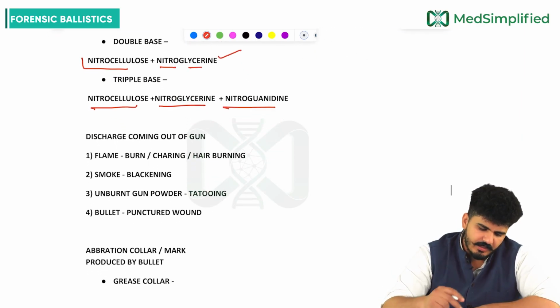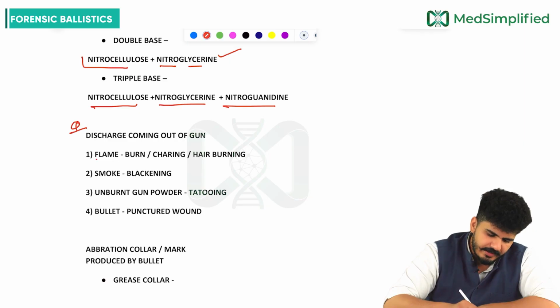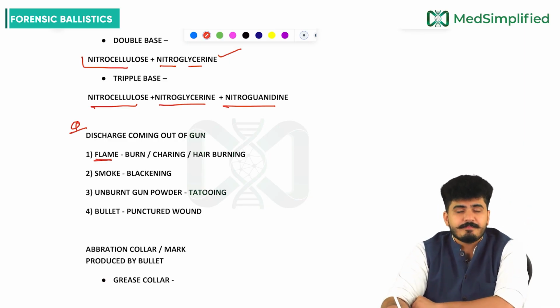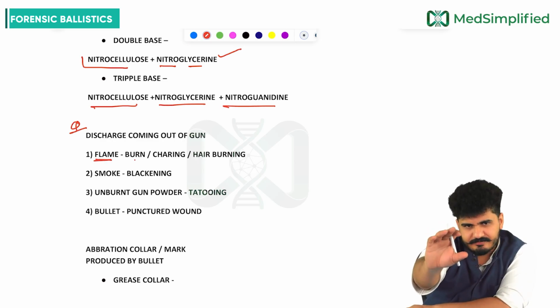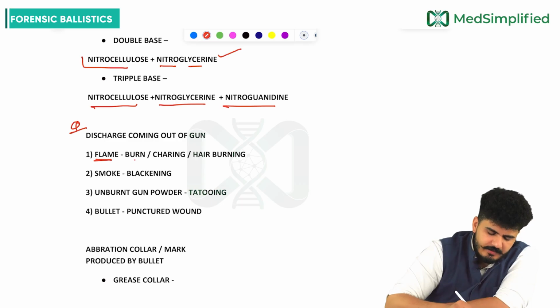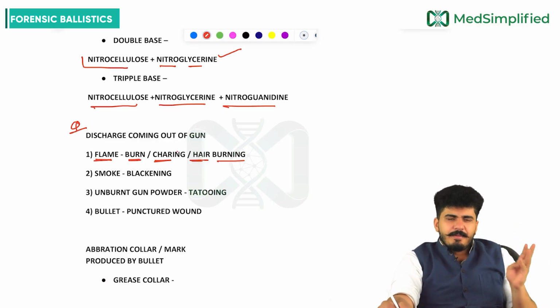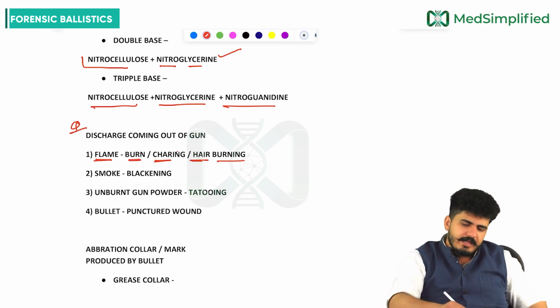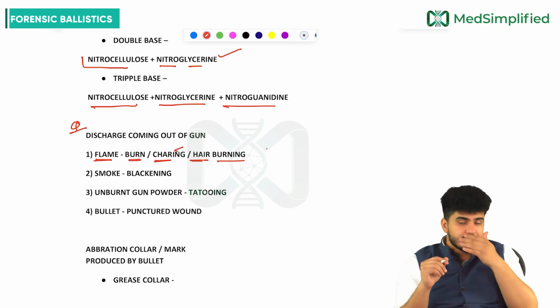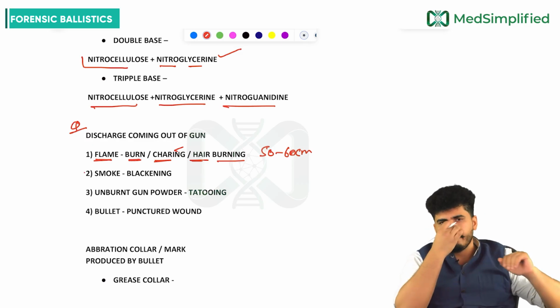Now the discharge coming out of the gun. What things are coming outside from the gun? One is flame. Flame will not go till the target. It can only cover some distance. Because of flame you will see burning, charring and hair burning. Skin will be burned, your hairs will be burned. Plus because of the flame blackening will be there, that is called charring. Let's suppose flame can travel till 50 to 60 centimeters.